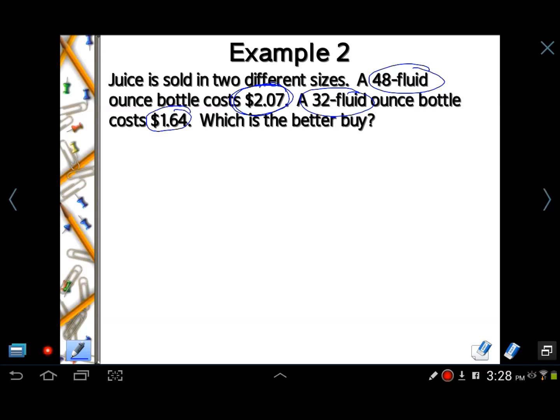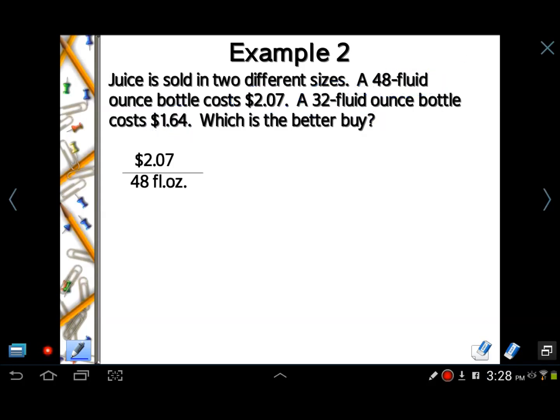In this problem, we're not just looking at the cheaper price. We're not just looking at that number and going, well, that's cheaper, therefore it's a better buy, because you can't really compare it like that. We're talking about two different sizes. So of course the smaller size is going to be cheaper. You're getting less of it. So we want to see which one is a better buy as a consumer.